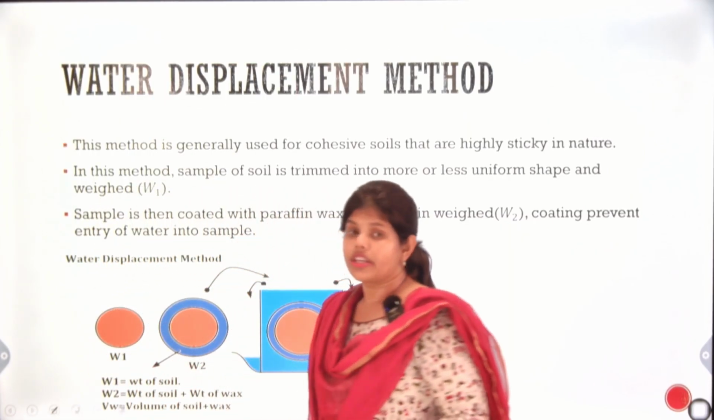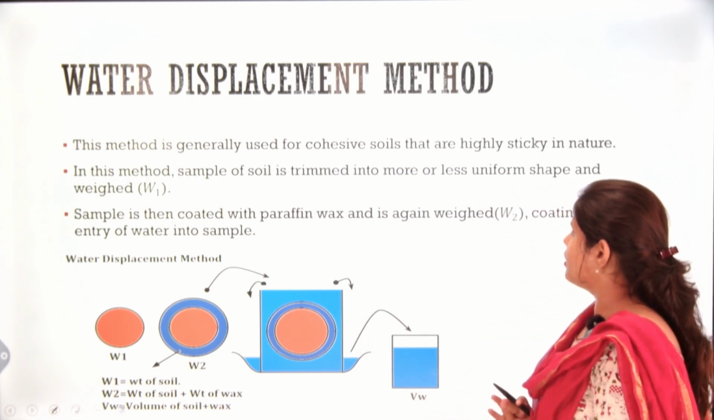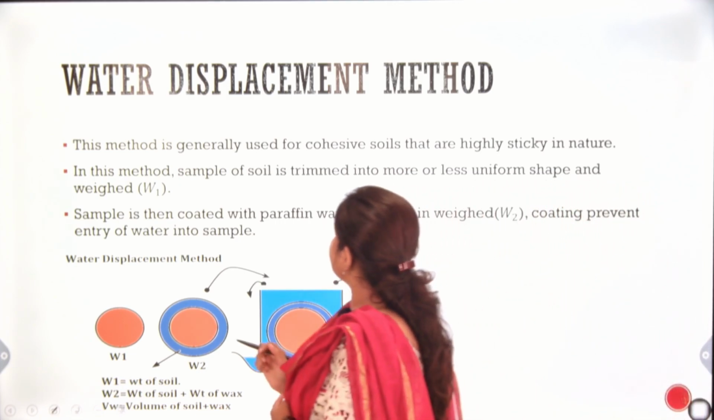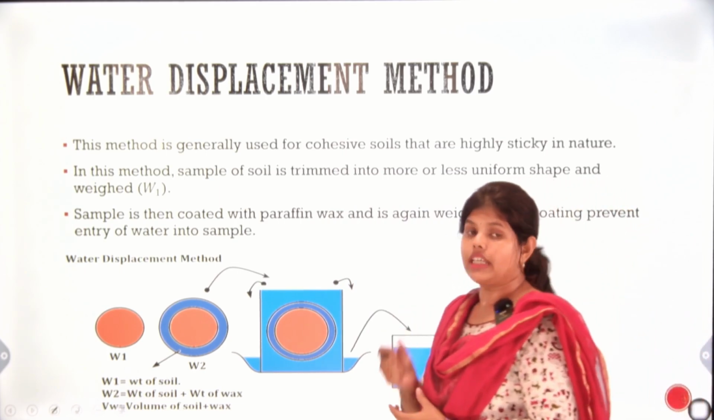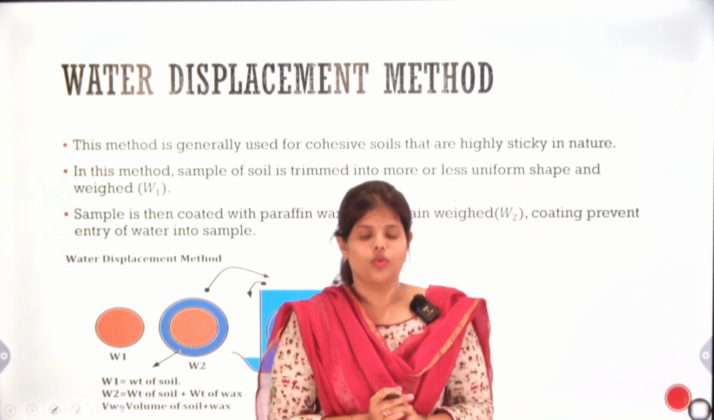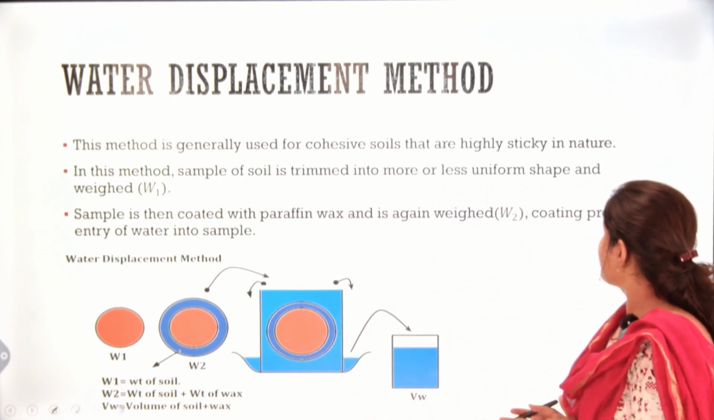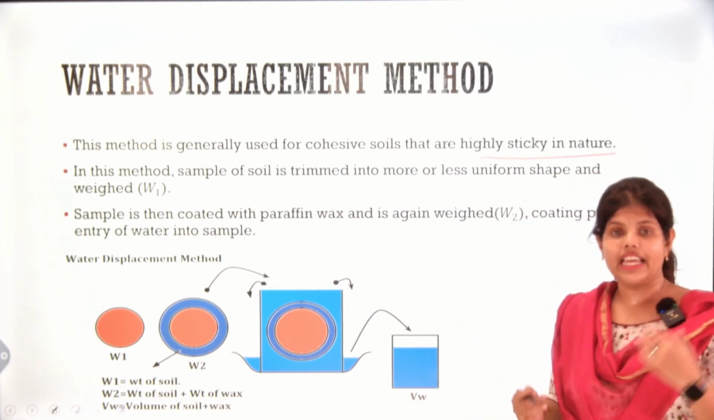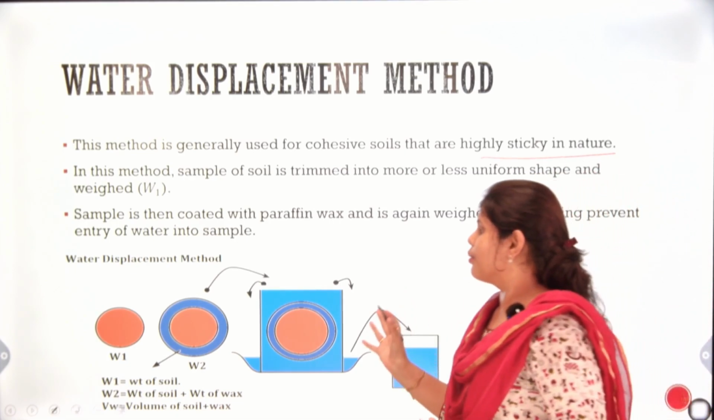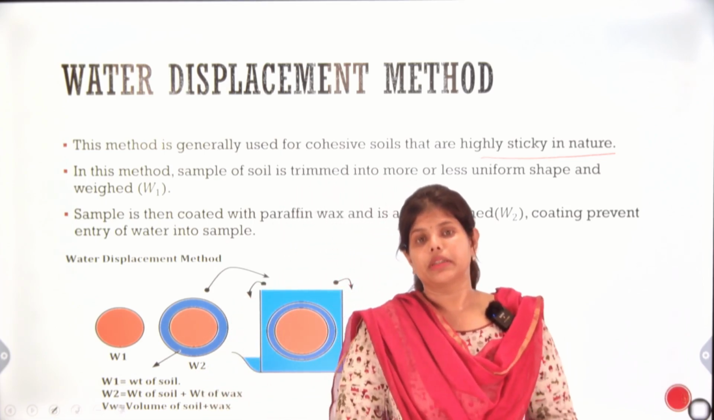Clear? So the next method is the water displacement method. In this method, what happens? It is generally used for cohesive soils. Cohesive soils are soils in which the water content is more, okay. Cohesive soils are highly sticky in nature, like clay soil, which is very preferable for the water displacement method, okay.